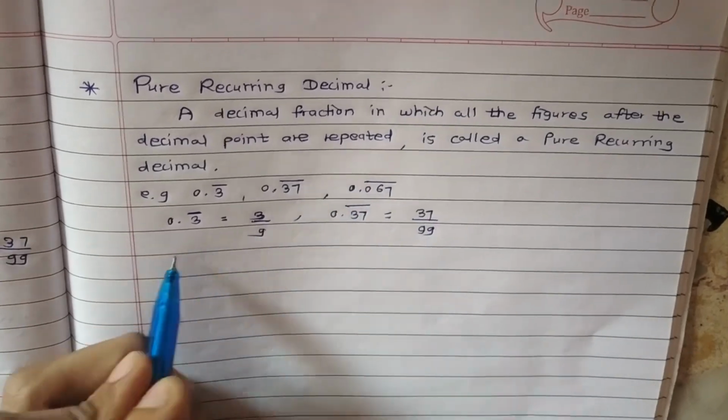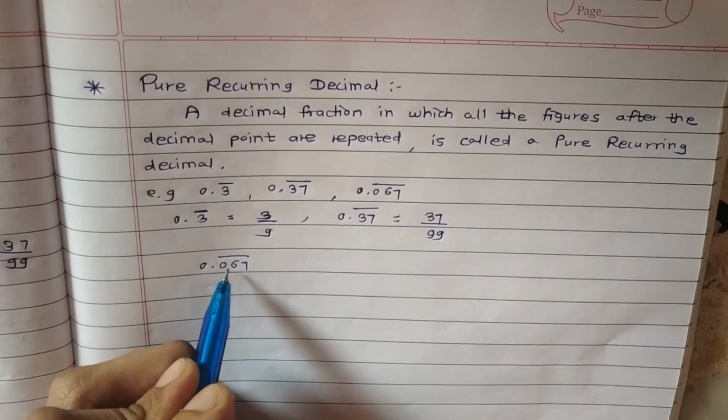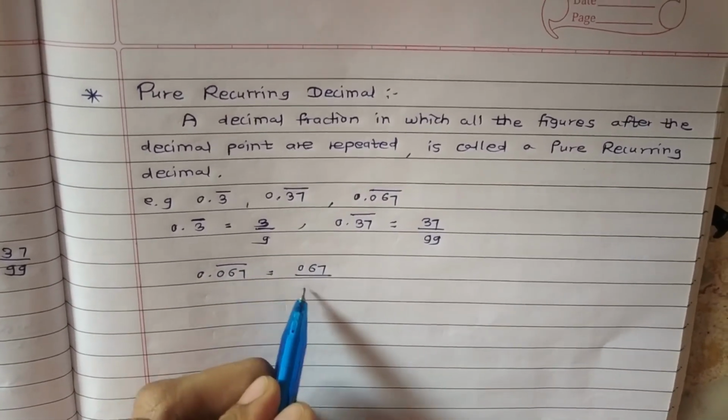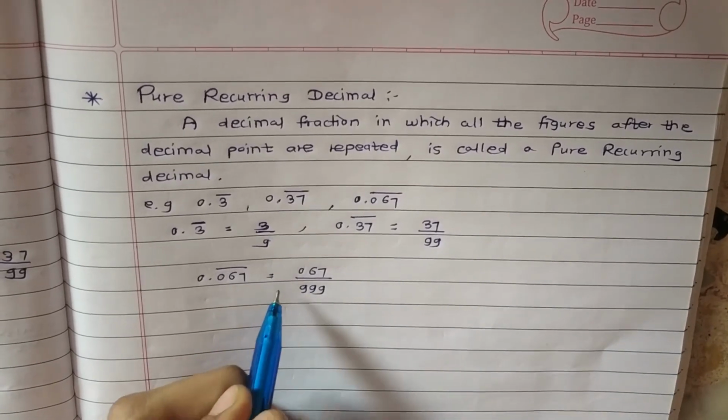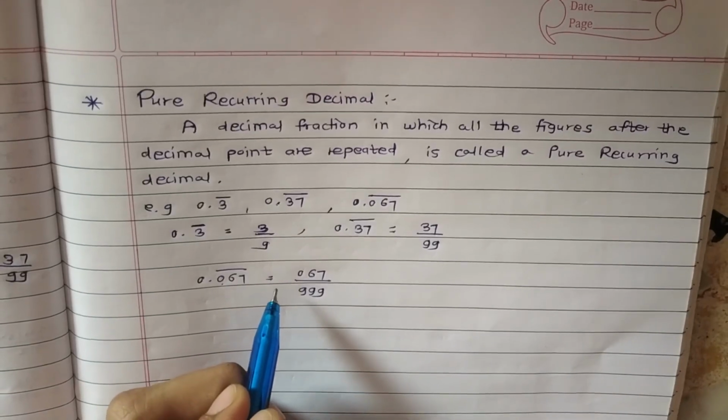For 0.067 bar, we also have to consider that 0, so it is 67 upon 999. We have to take 9 for that 0 also.